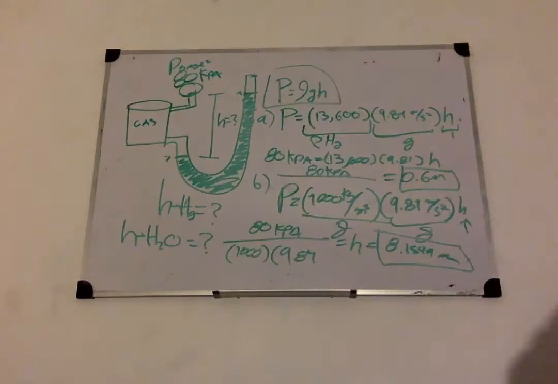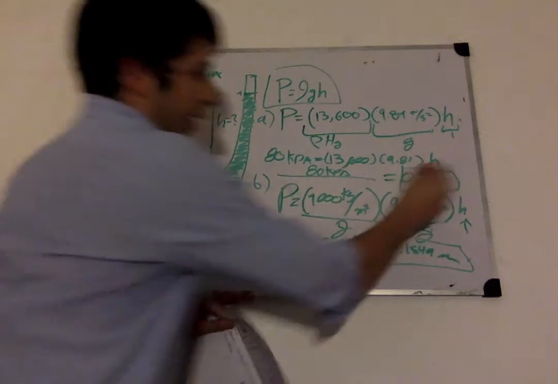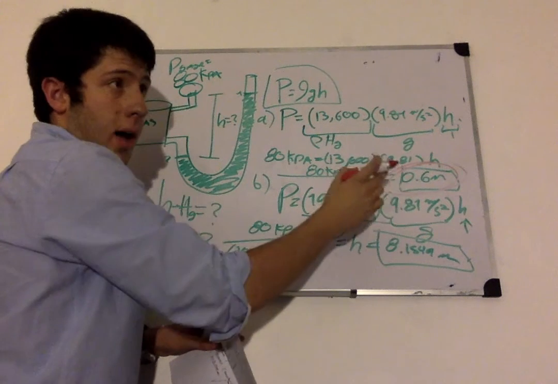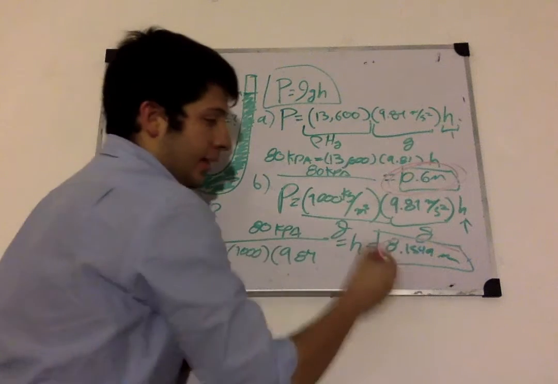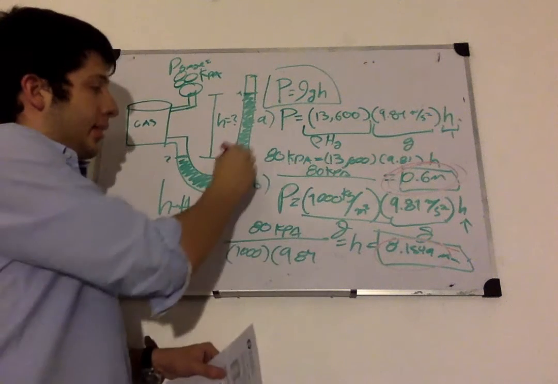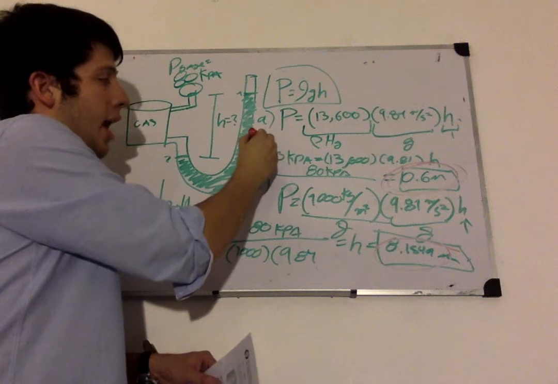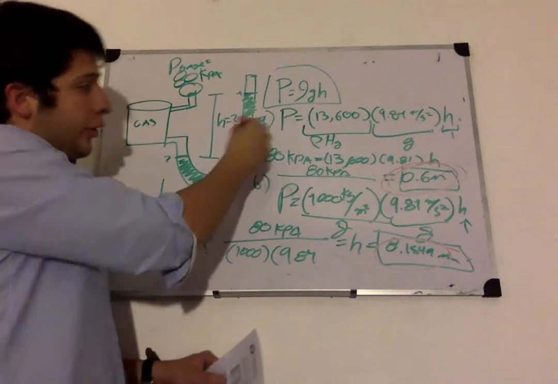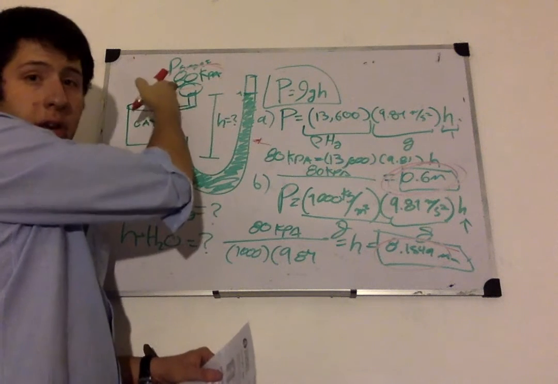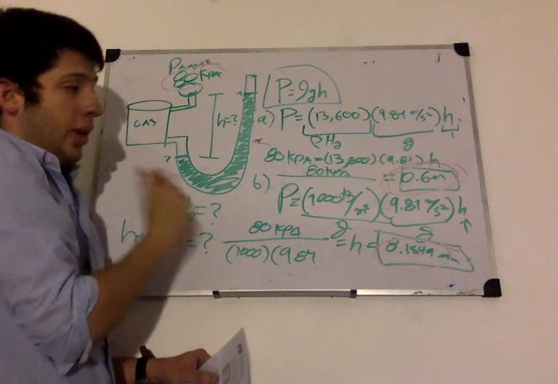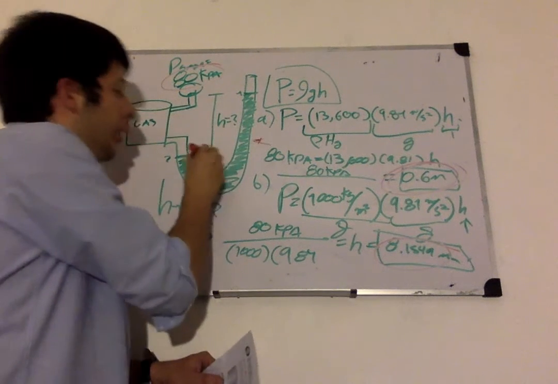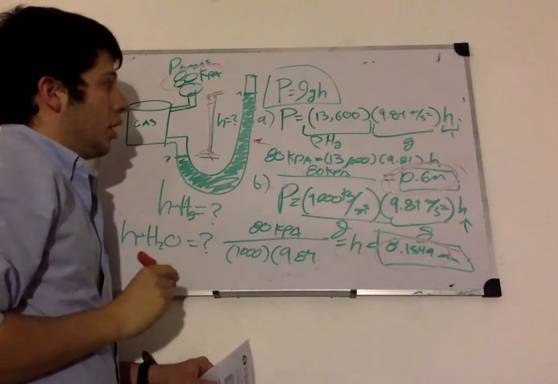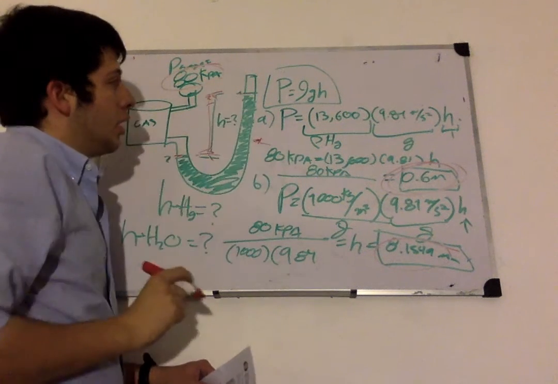So we can notice that this value, 0.6 meters, is much lower than this value. This is because the mercury has a higher density compared to the water. So in order to obtain the same pressure of 80 kilopascals, we need a higher difference in the distance of the two levels of the fluid.